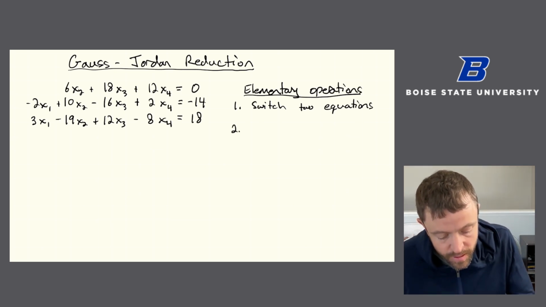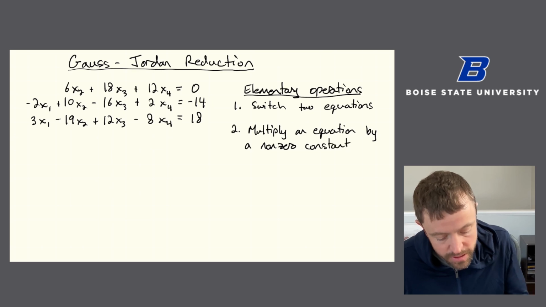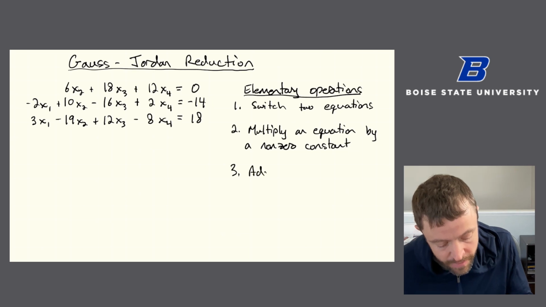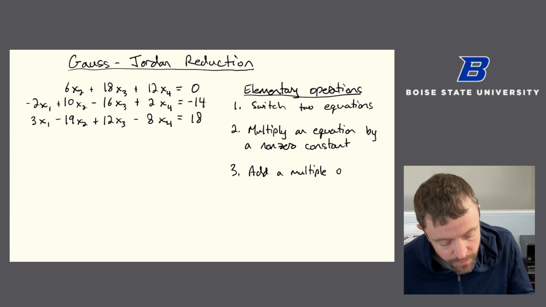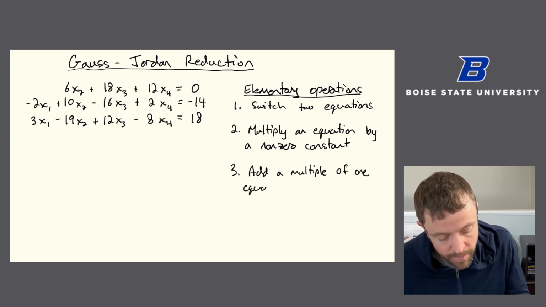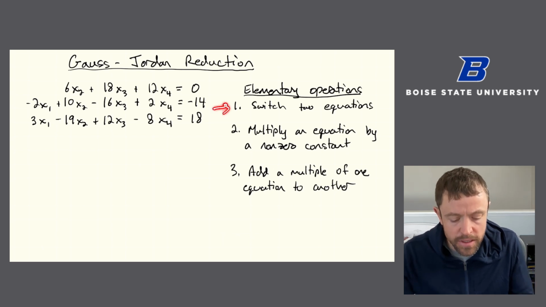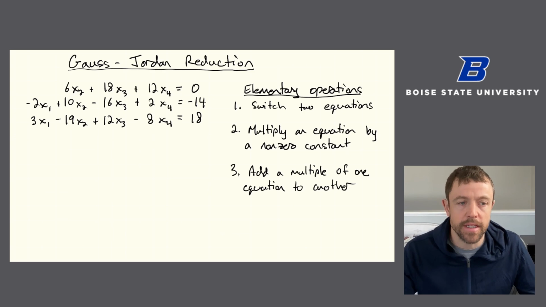We can multiply an equation by a non-zero constant. And the final thing we can do, which is, I think, the most interesting one, is we can take one equation and multiply it by something and add it to another equation. So we can add a multiple of one equation to another. And what we want to do with Gauss-Jordan reduction is have a process by which we can look at a system of equations and know exactly which of these operations to do so that we don't have to just guess that something is going to help us.